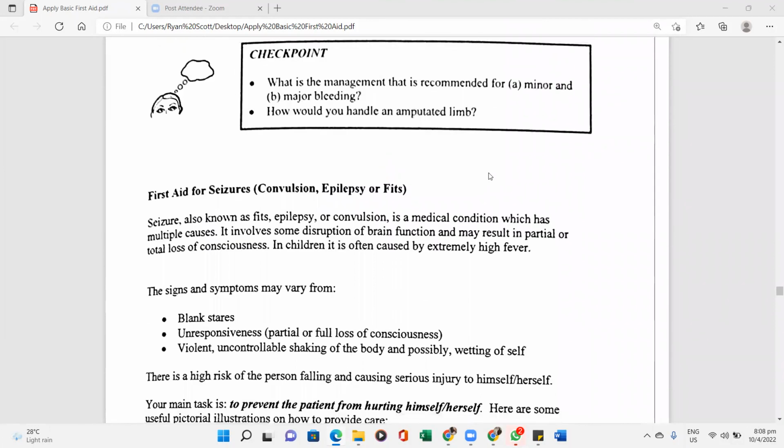What is the management that is recommended for a minor and a major bleed? So the main thing that you want to do is to try and stop the bleeding, right? So you compress, compress, compress, compress. Okay. The minor bleeding will stop after a few minutes, as was said before. For major bleeding, you may have to apply the bandage and apply pressure, and you have to alert the emergency department as quickly as possible. Okay.